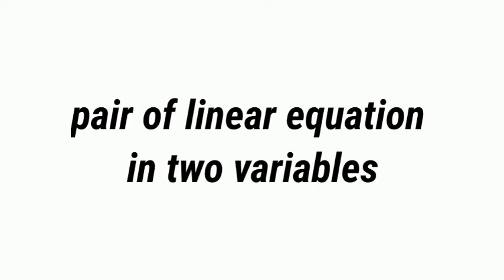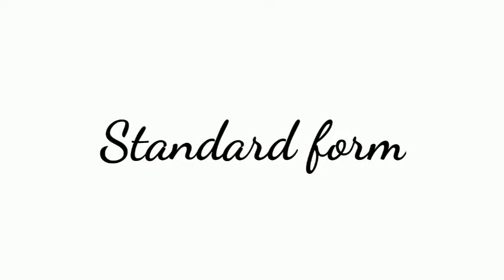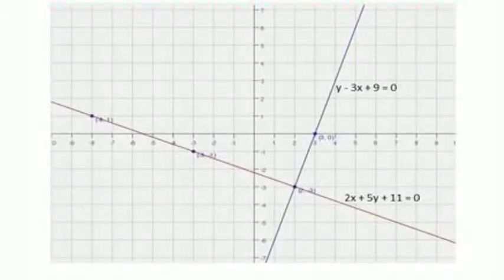I'm here with you to teach you the remaining topics of the chapter Pair of Linear Equations in Two Variables. In the previous topic, we learned what a pair of linear equations is, what the standard form of the pair of linear equations in two variables is, and how we represent it graphically. And when we represent it graphically, what are the conditions? It means the lines are intersecting, parallel, or coincident. That thing I already discussed with you.